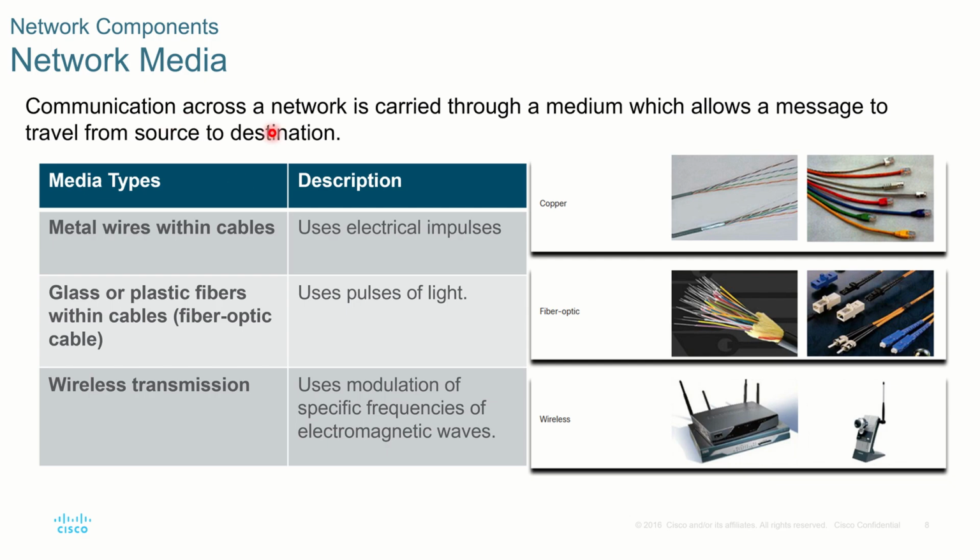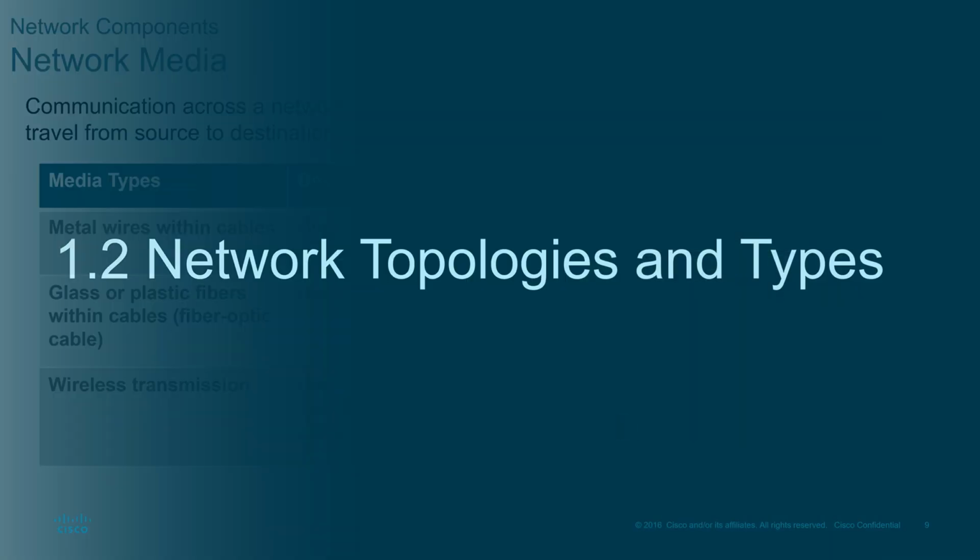So communication across a network is carried through a medium which allows a message to travel from source to destination. Mainly there are three types of medium: transmission medium or network media. The first one is metal wires within cable, which uses electrical impulses, and then the fiber optic cable that uses pulses of light, and wireless transmission that uses modulation of specific frequencies of electromagnetic waves. So this is the example of three different media types used for the communication across network.